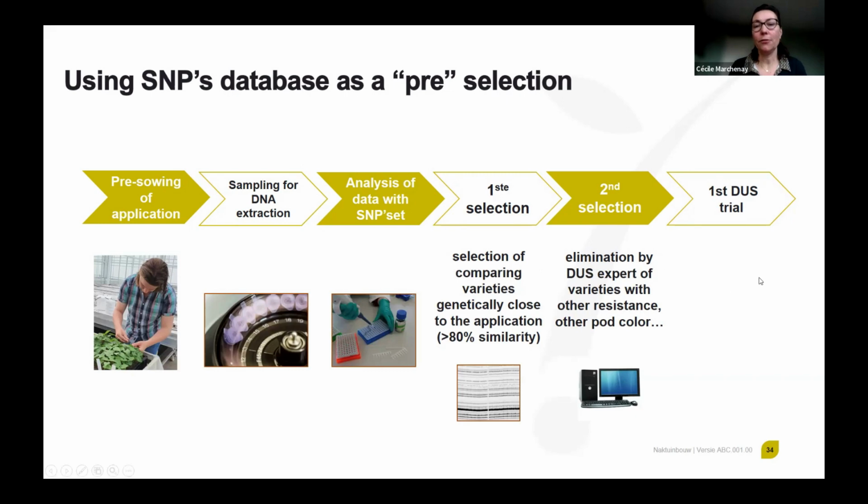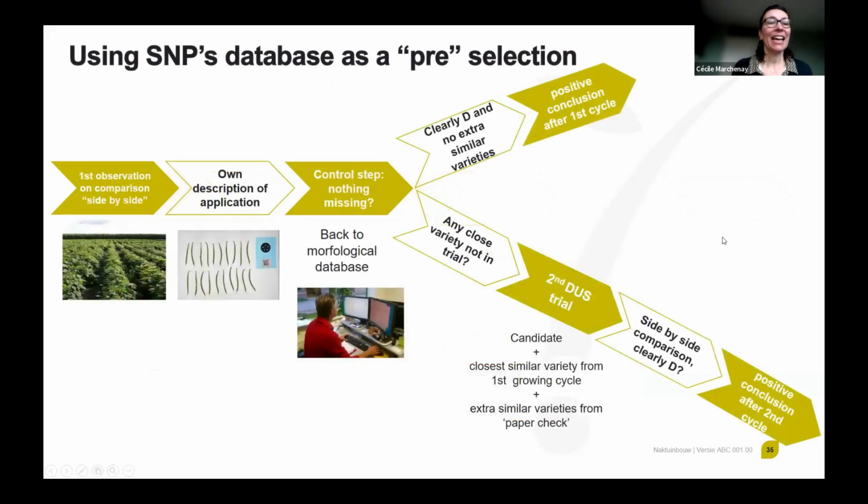So that's the further work. Then we will show the first trial with only the selection of the comparing variety based on this genetical selection. Yes, next sheet. And the first time we will observe in the trial side by side will be only this first selection. We are doing then our own description of the application.